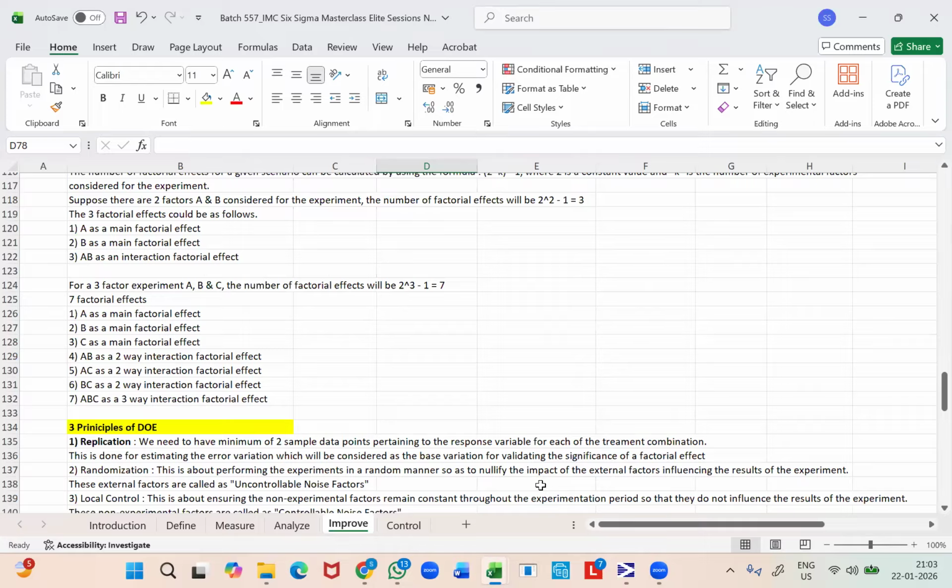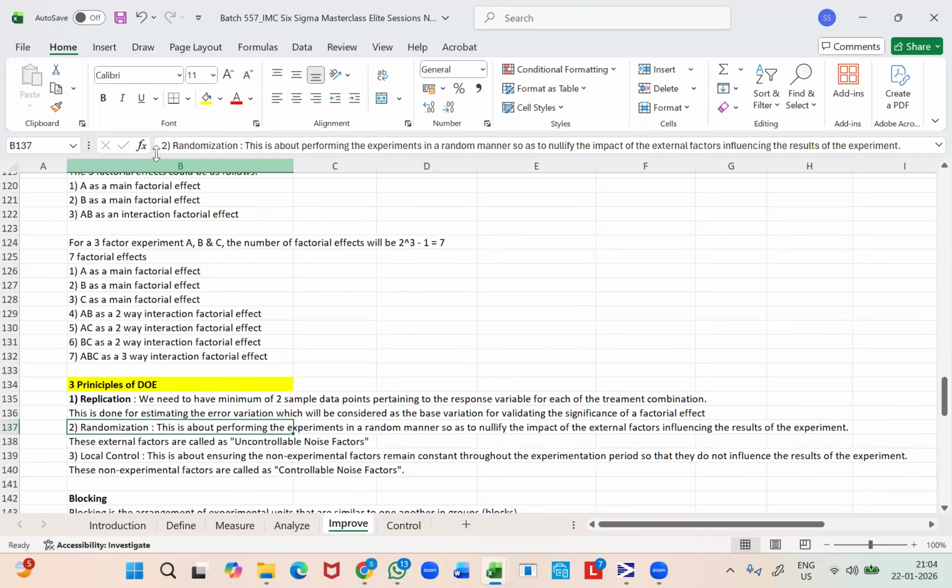So we can have any number of sample data points, but we need to have a minimum of two sample data points for each of the treatment combinations. Then only we will be able to quantify the error variation, right? And the next one that we have is randomization.